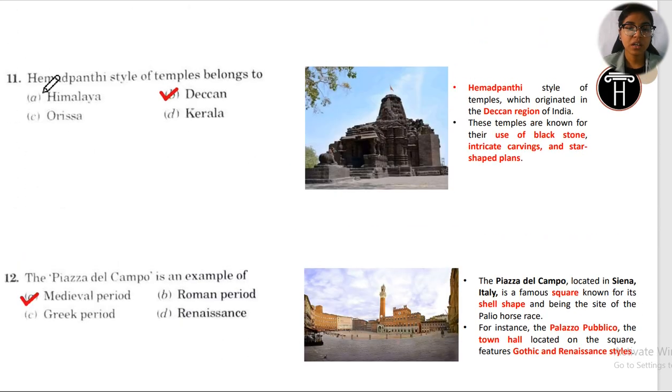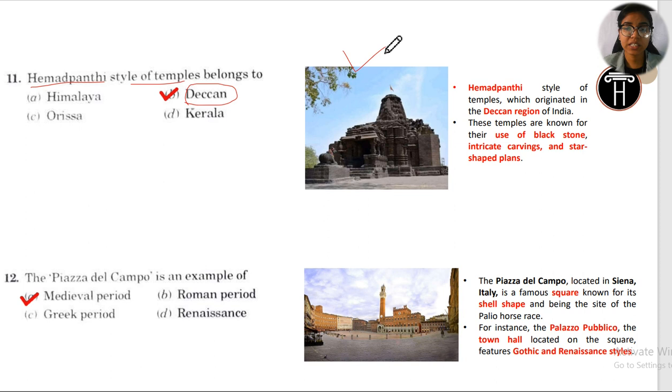Next question is Hemadpanthi, a style of temple. The question is asking whether it belongs to the Himalaya, Deccan, Orissa or Kerala. So it belongs to the Deccan.